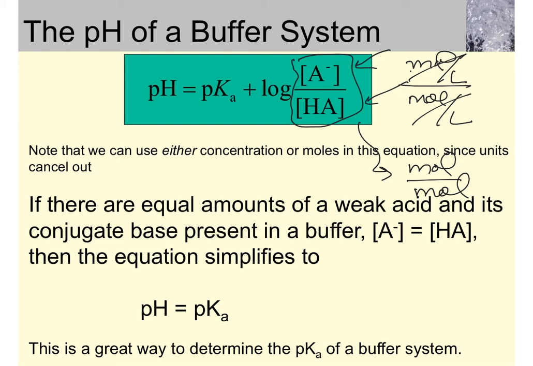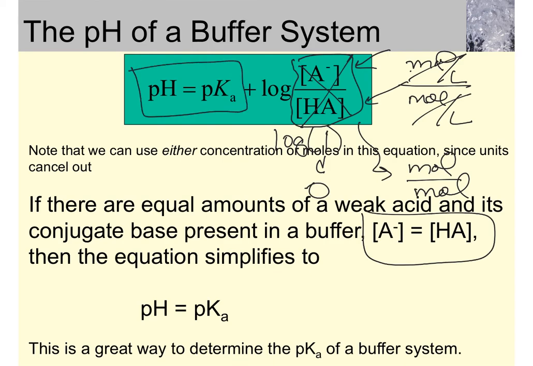Now look for a minute at what happens when you have equal amounts of the weak acid and its conjugate base. That ratio goes to 1, right? And what is log of 1? Log of 1 is 0. So if the concentrations of the two components of the buffer are equal, then pH of the system simply equals the pKa of the weak acid you've used to make the buffer, which is pretty cool. That's also a really important point, okay? That'll show up on my exam as well as the final exam.